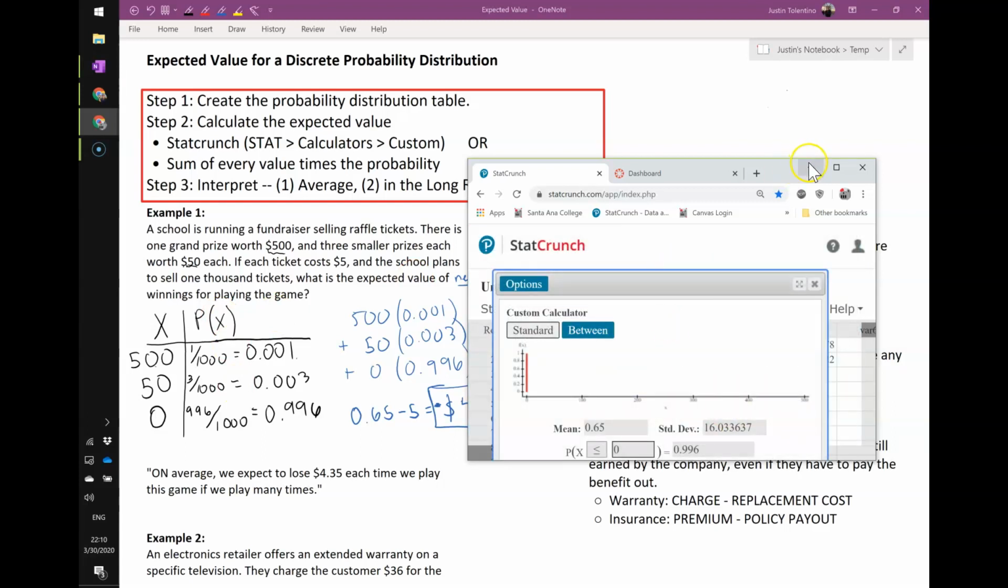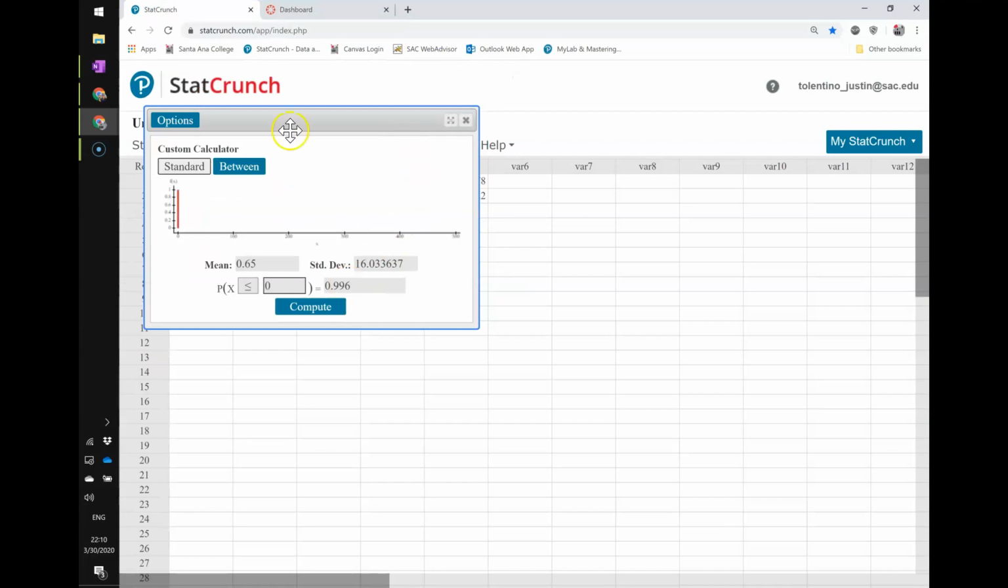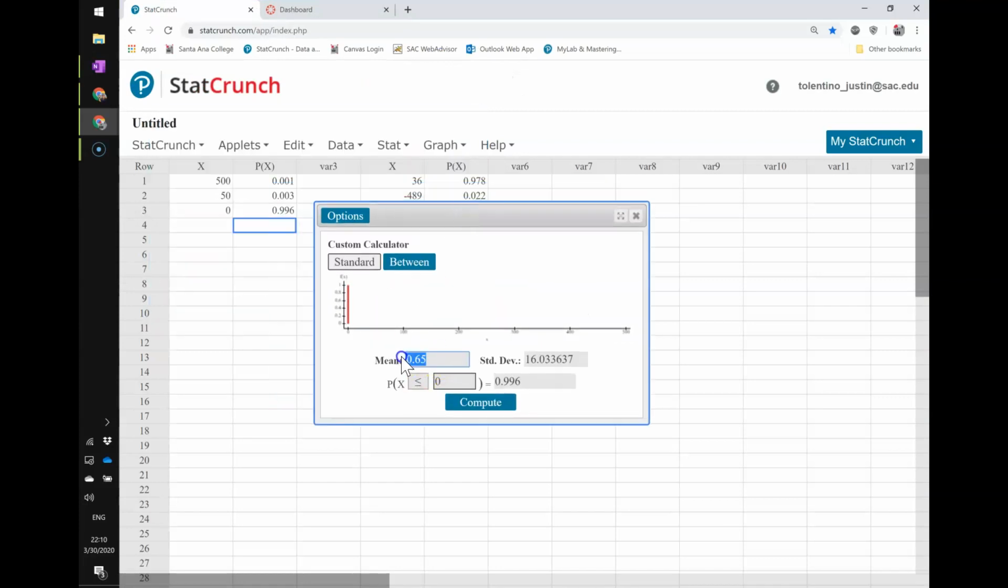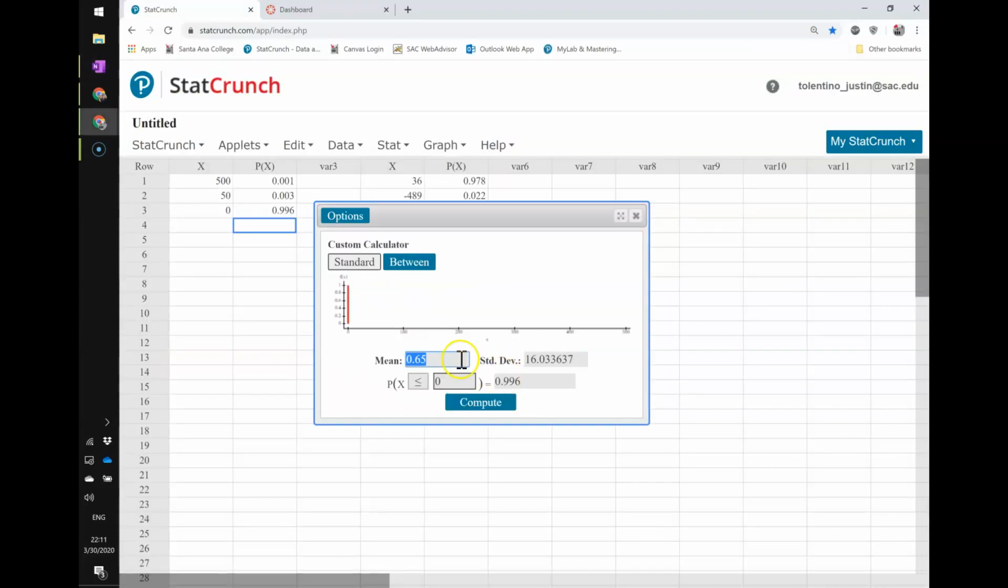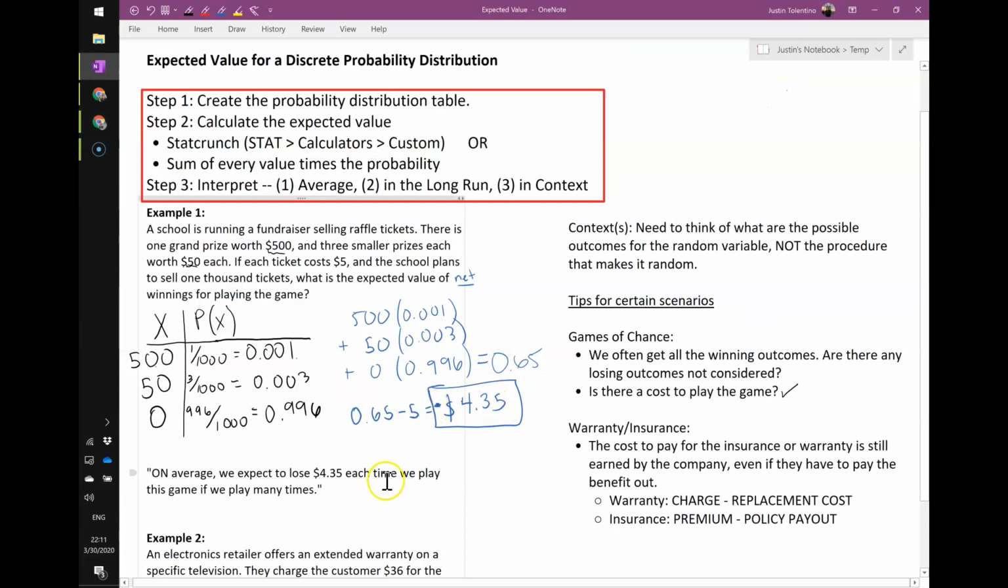And now what we'll get is an actual calculator where we can calculate probabilities, but what we need is the mean. That is the expected value. A mean is the expected value. And so rather than doing it by hand, we could have just done it there, and we see the 65 cents that we found is the same 65 cents that StatCrunch found, and then we can do the rest of it the same.